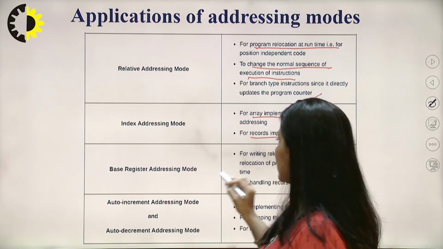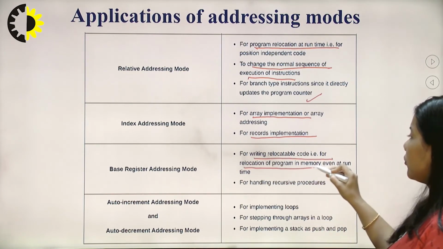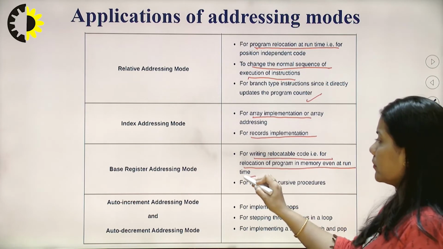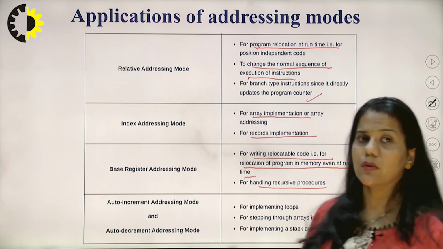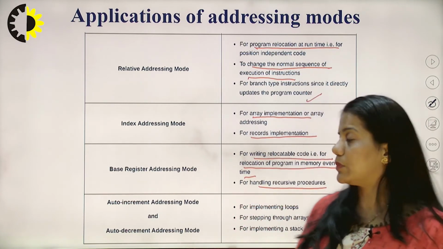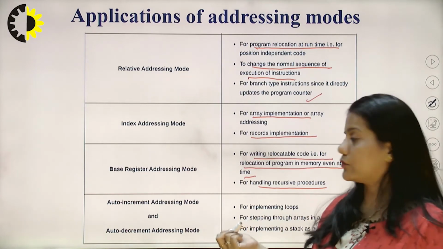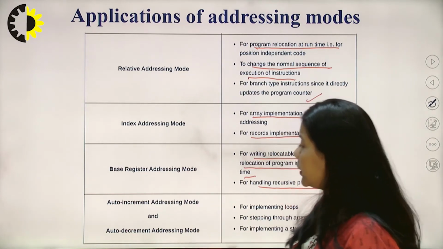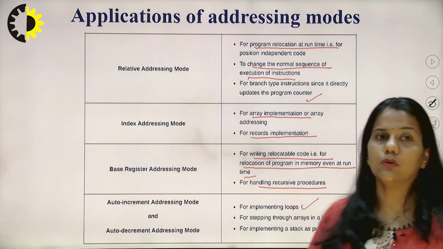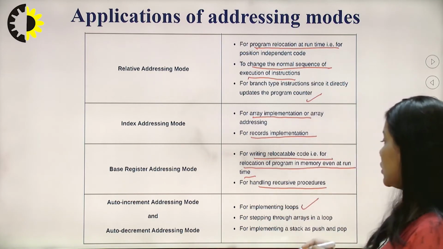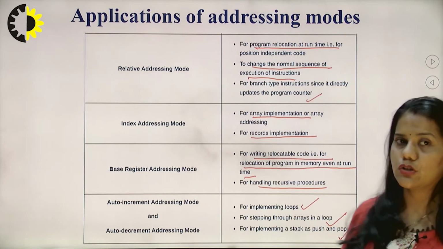Base register addressing mode is used for writing relocatable code, that is, for relocation of a program in memory even at runtime, or for handling recursive procedures. Since we are using the base register, this scheme becomes very effective for relocation of code or for handling recursive code. Auto increment and auto decrement are used for implementing loops, since in a loop we need to increase or decrease certain variables, or for stepping through arrays in a loop, or for implementing a stack with push and pop.